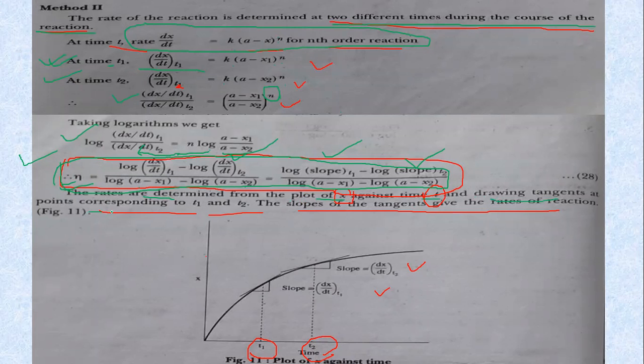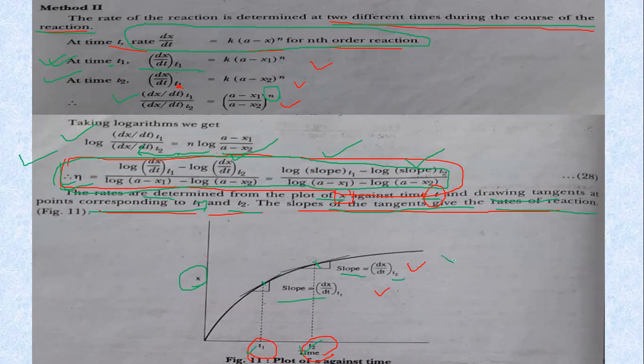Now see, the rates are determined from the plot of x against t and drawing a tangent at a point corresponding to t1 and t2. The slope of the tangents gives the rate of reaction. So this is the graph you have plotted. At time t1 and at time t2, you are drawing a tangent to this line. So you can find out dx upon dt at t2 and dx upon dt at t1. This is what you are getting as the slope.